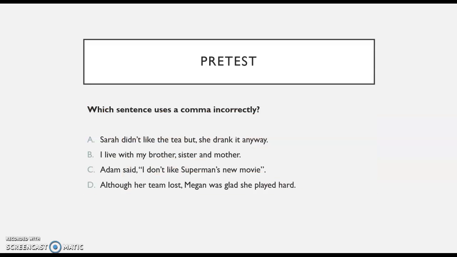So before we get started, we're going to do a quick little pre-test. Which sentence uses a comma incorrectly? So which of the 4 sentences uses the comma incorrectly?